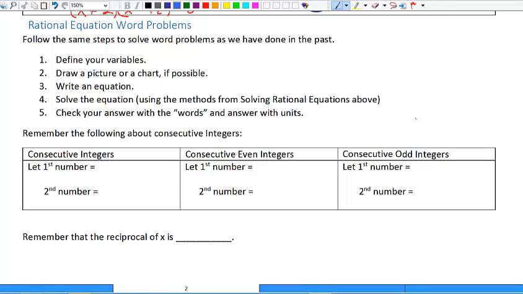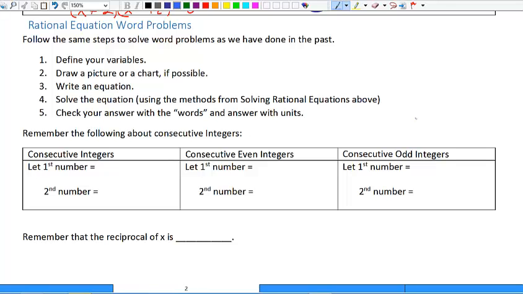Next, we're going to solve rational equation word problems. So we're going to follow the same steps to solve word problems as we've done in the past. To remind you, that's step 1, define your variables. Step 2, draw a picture or chart if possible. Step 3, write an equation.